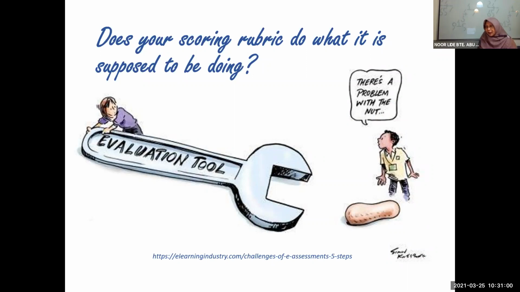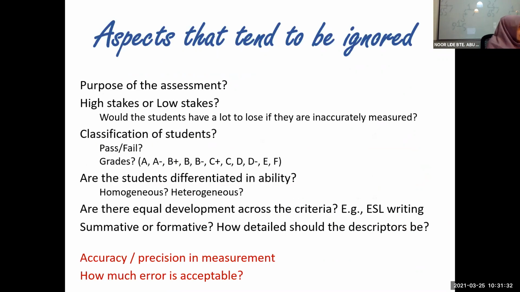Now, if you look at this illustration, this image is very interesting. The problem is with the object that we are assessing, or with the evaluation tool. Sometimes the tool that we are using doesn't fit what we want to evaluate. So we have to evaluate our rubrics, make sure that our evaluation tool actually meets its purpose and does its job.